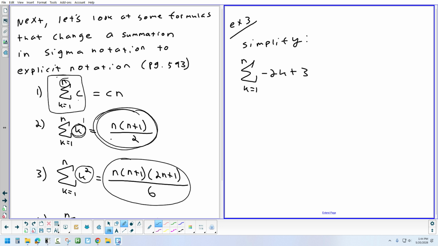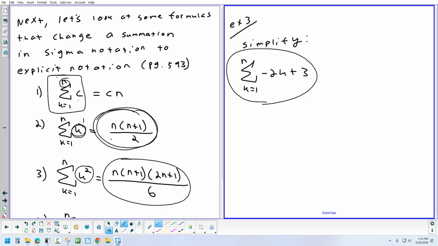Okay, so let's see if we can simplify. You know what? I'm not even going to do the quadratic one right now, just to keep it simpler. Let's see if we can figure out a formula to do this. I want to add up the first n calculations in the formula negative 2k plus 3.